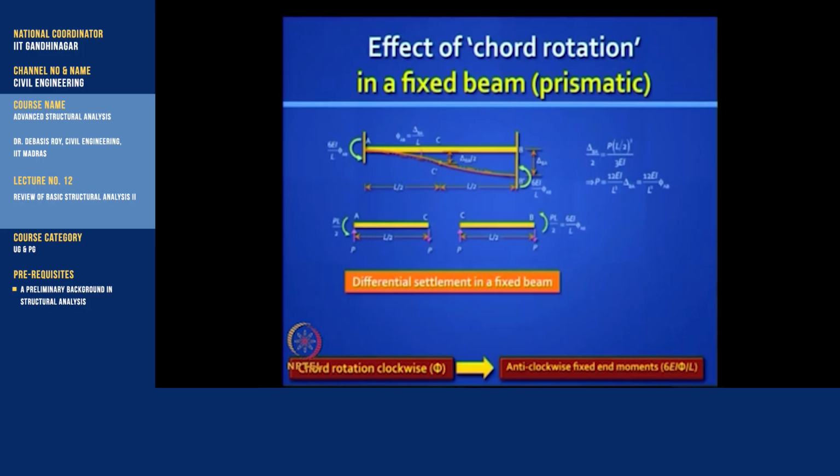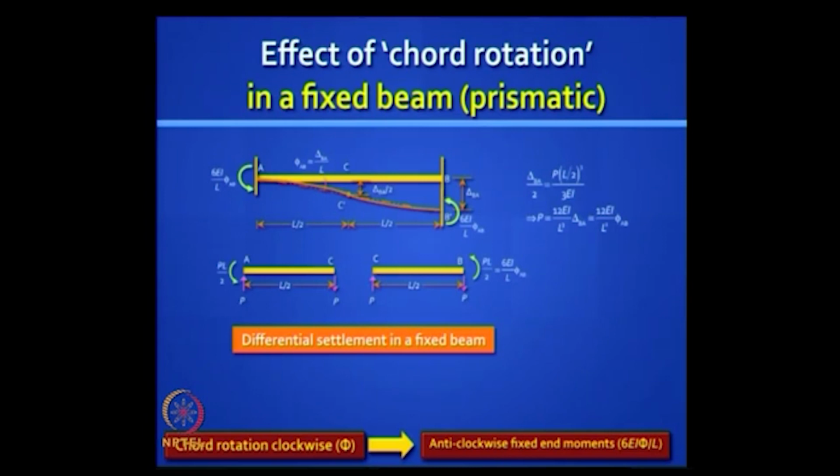So in general, when you see pictures like this, you look for chord rotations. If the chord rotation is clockwise, you get an anti-clockwise fixed end moment. It is either 3EI by L if the far end is hinged, or it is 6EI by L at both ends if both ends are fixed, and vice versa.